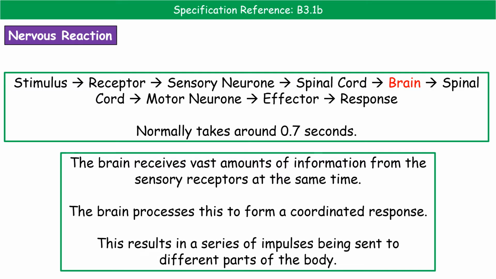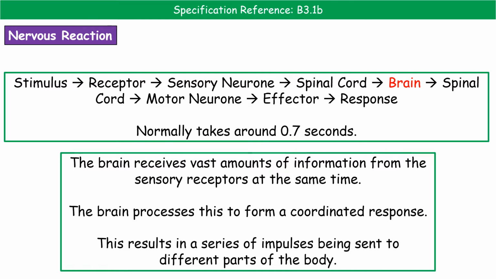Because this is a voluntary response, we send that information up the spinal cord to the brain. The brain processes this information and makes the decision about what response we're going to have. It then sends that electrical impulse back down to the spinal cord, which sends the electrical impulse through the motor neuron to the effector, and the effector then brings about the response. While that sounds like a lot is happening, it all happens in around 0.7 seconds, so we're still talking about less than 1 second for all of that to take place.